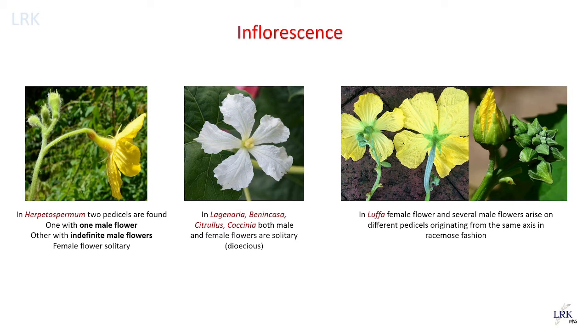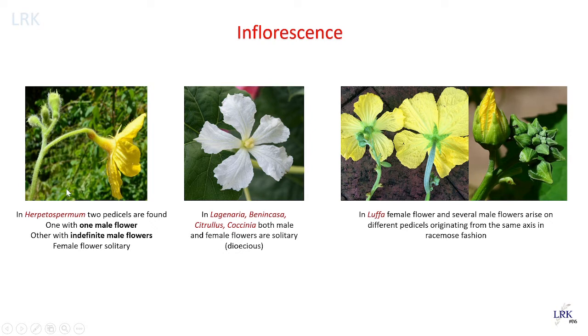And when coming to the inflorescence, it is of various types in this family. In Herpetospermum, you can see here, it has two pedicels on the same stalk, and one pedicel with one male flower, and the other pedicel is with indefinite number of male flowers. See, this is the same axis on which two pedicels arise. This pedicel is with one male flower and the other is with indefinite number of male flowers. Okay, and a female flower is solitary. That means it is a single flower, female flower.